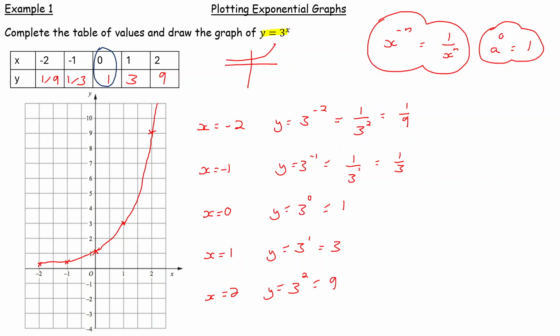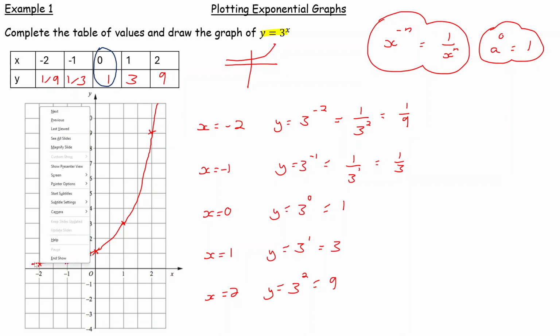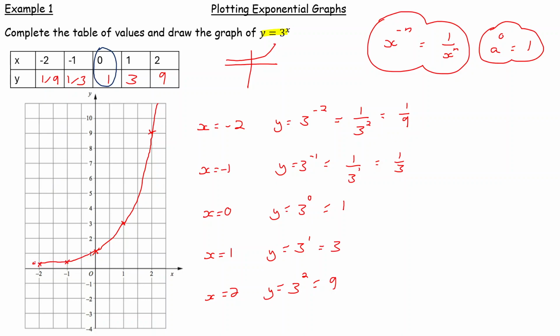And similarly, as the x values get really, really small, so -1, -2, and we kept going, the y values would keep decreasing. So they would keep getting smaller and smaller and smaller, but they would never, ever touch the x-axis.